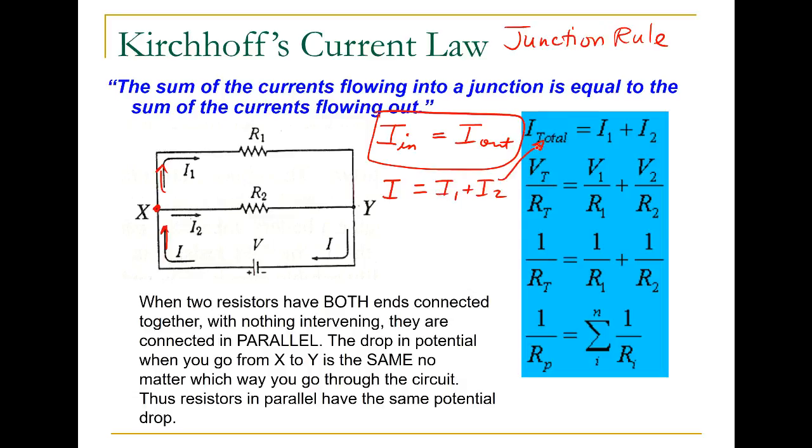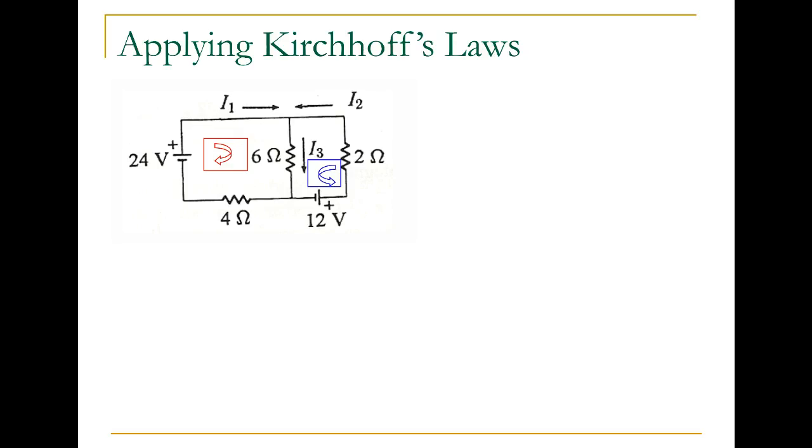And we can translate that up to here. And because I is equal to V over R, this is another way of proving our concept that 1 over R in parallel is the sum of 1 over R individual. So that's an example of what the junction rule is. Okay, so how do we use it?